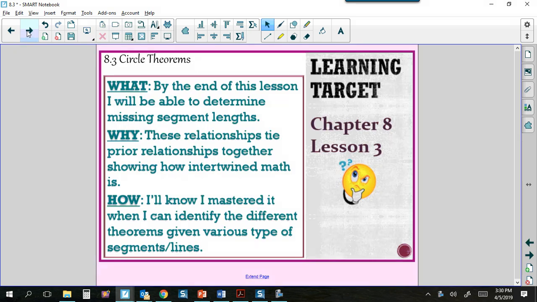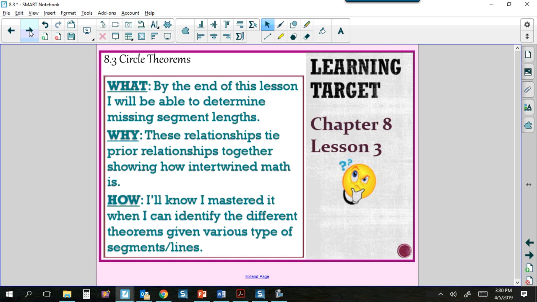Today we are looking at 8.3 Circle Theorems. What will we be learning? By the end of the lesson, you will be able to determine a missing segment length. Why do you need to know this? The relationships will tie prior relationships together, showing how intertwined math is. How will you know it? You'll know you mastered it when you can identify the different theorems given various types of segments and lines.